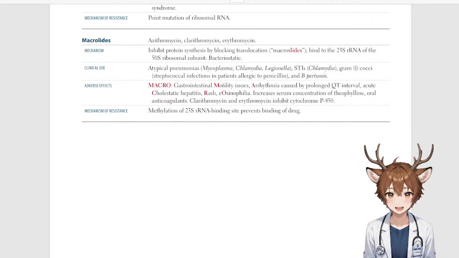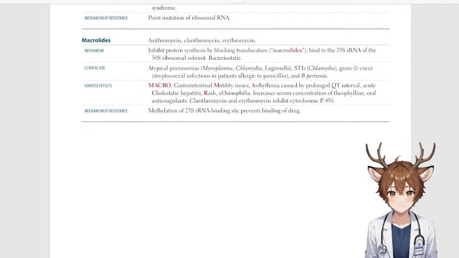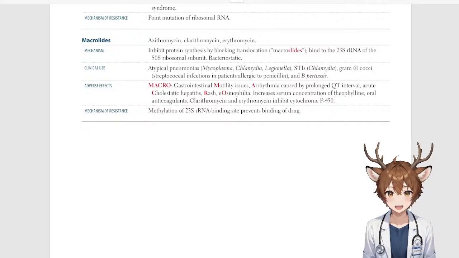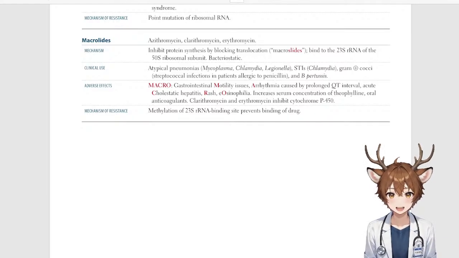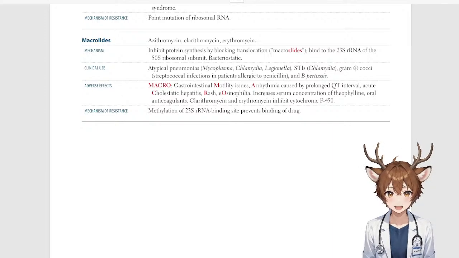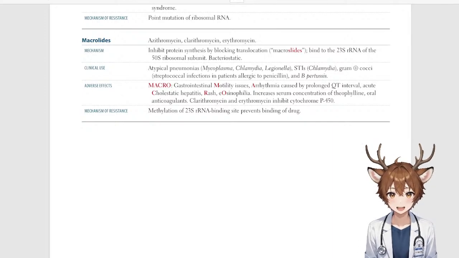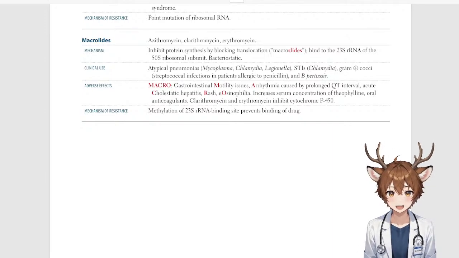Polymyxins: colistin, polymyxin E, polymyxin B. Mechanism: cation polypeptides that bind to the phospholipids on the cell membrane of gram-negative bacteria, disrupt cell membrane integrity, leading to leakage of the cellular components, leading to cell death.